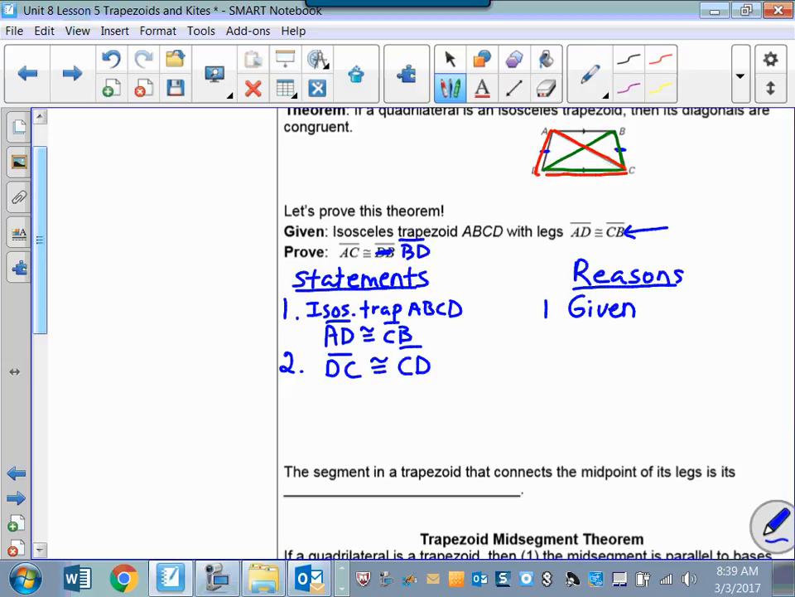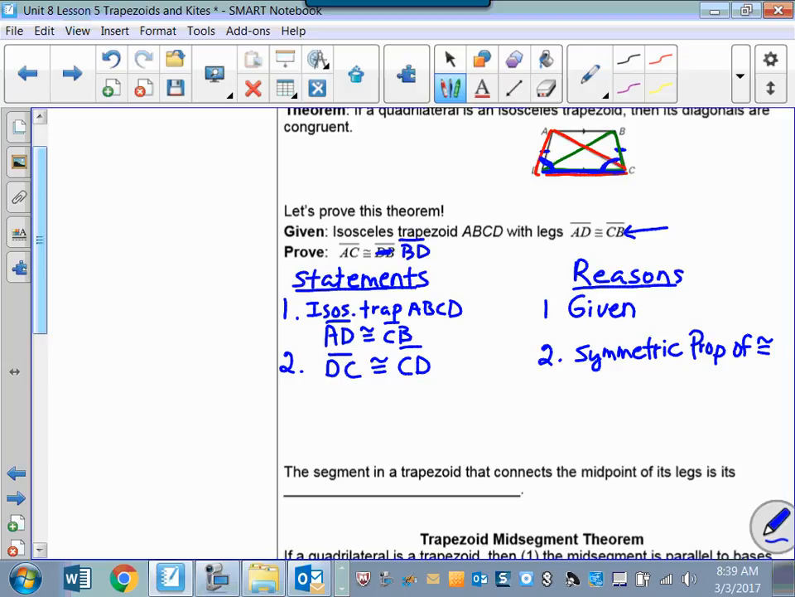Because that side, this side right here, is shared between the red and the green triangles. So what I'm going for here, I've got two sides now. So that's good. That's two sides of the triangles. And what's that? That's going to be the symmetric property of congruence. And now I'm going to use the theorem that I learned just today that tells me the base angles of an isosceles trapezoid are congruent.